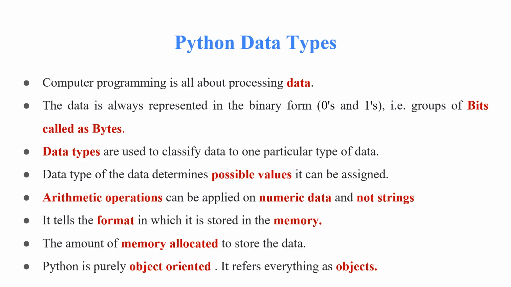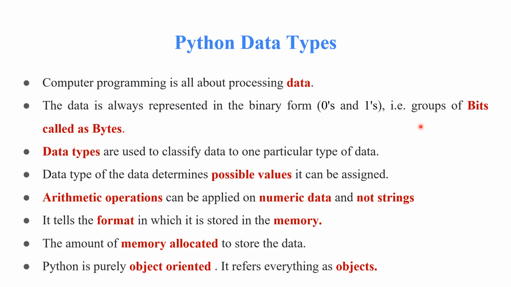Whatever we are dealing with in computer programming is all with respect to data. Generally, data in computer programming is represented in the form of zeros and ones, that is, in binary form. They are treated as bits and bytes. Data types are required especially to classify data from one type to another.